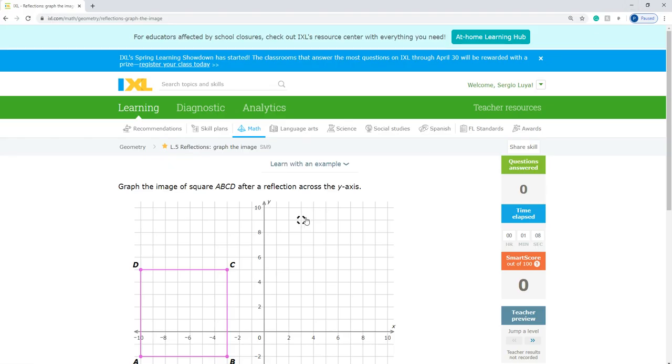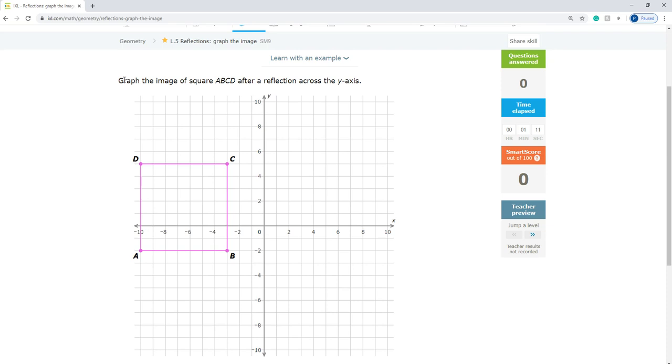So I'm just going to go ahead and do a few problems here on IXL for you. This one's saying graph the image of square ABCD after a reflection across the y-axis. So the line of reflection is this y-axis right here. I'm just going to count how far away C is from the y-axis. So it's 1, 2, 3, 3 units away from the y-axis. So I'm going to count in the opposite direction to get to my new C. So 1, 2, 3 this way. There's my new C. And I do the same thing with D. D is 10 away from there, and then I would just count 10 this way.